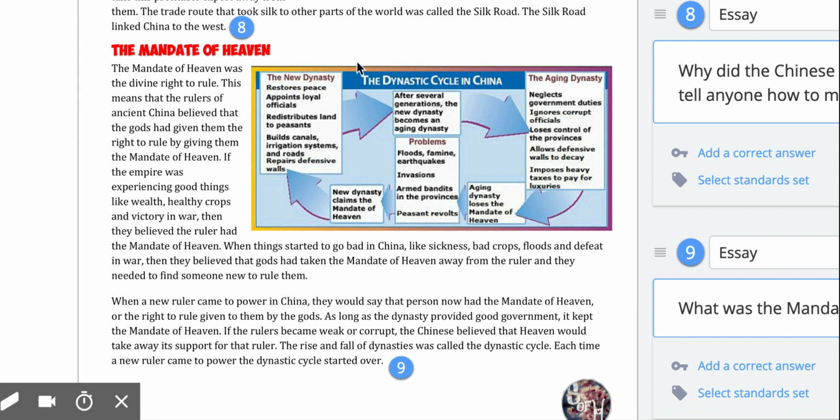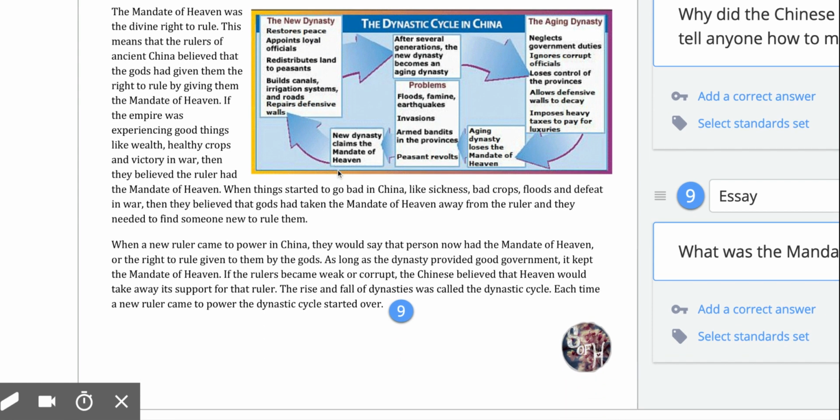When things started to go bad in China, like sickness, bad crops, floods, and defeat in war, they believed that the gods had taken the mandate of heaven away from the ruler, and they needed to find somebody new to rule them. When a new ruler came to power in China, they would say that person now had the mandate of heaven, or the right to rule given to them by the gods.